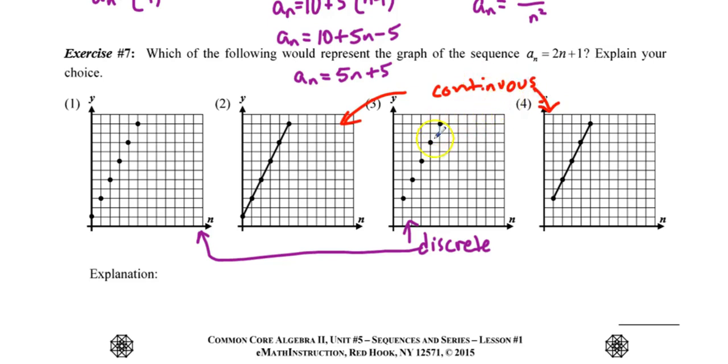Continuous doesn't make sense here because the domain is just the positive integers, the natural numbers. 1, 2, 3, 4. And so here it doesn't work because the domain is including 0. So the domain is the positive integers. And so when I sub in a positive integer like 1, I get 3. That matches. When I sub in a 2, 2 times 2 plus 1, 5. So that matches. So it looks like choice 3. Thanks for watching.